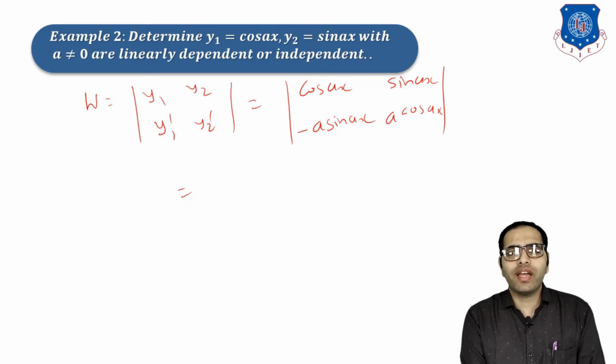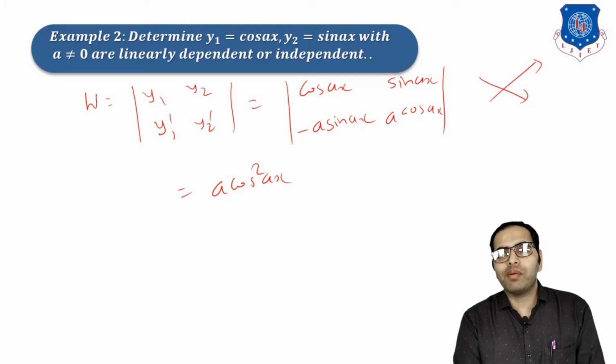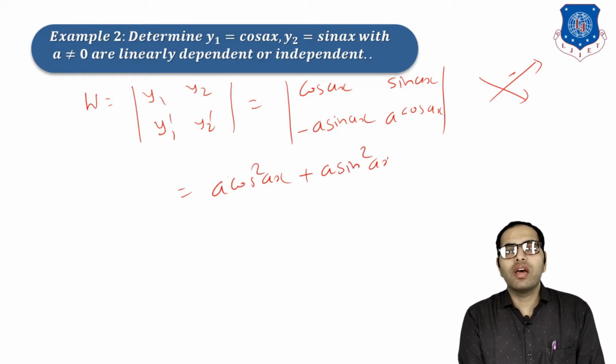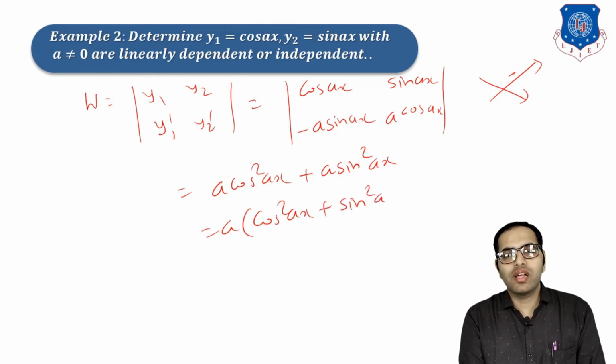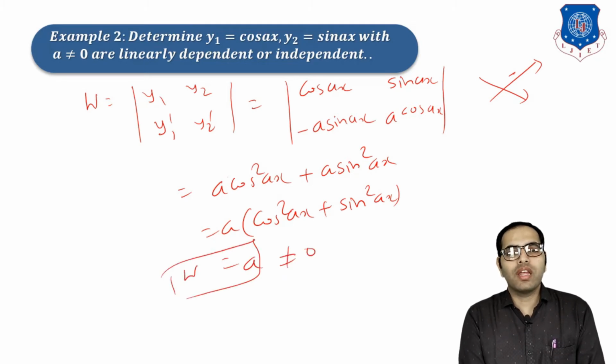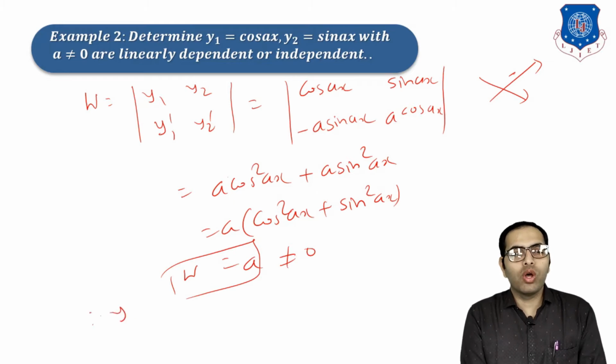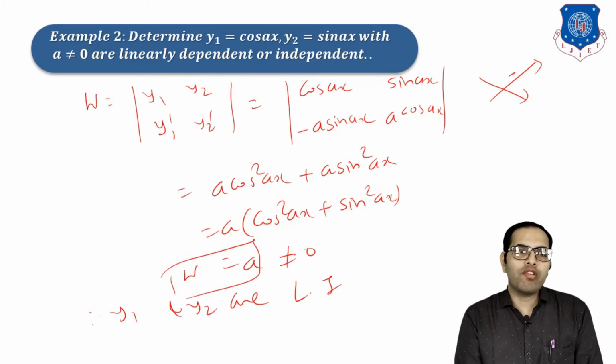Now expanding the determinant, multiplying cos ax into a cos ax gives a cos square ax, and multiplying minus a sin ax into sin ax, with the multiplication taking a minus sign, gives minus minus plus a sin square ax. A will be common, then cos square ax plus sin square ax, that is 1, so we get a, which is not equal to 0. Then the Wronskian is not equal to 0, so y1 and y2 are linearly independent functions.